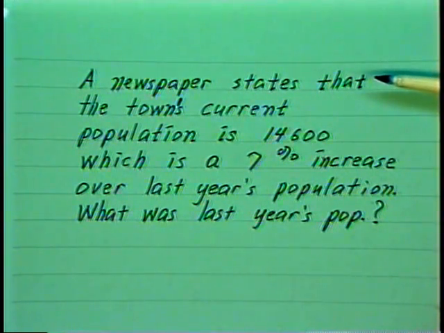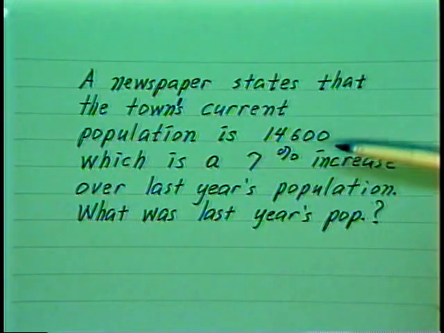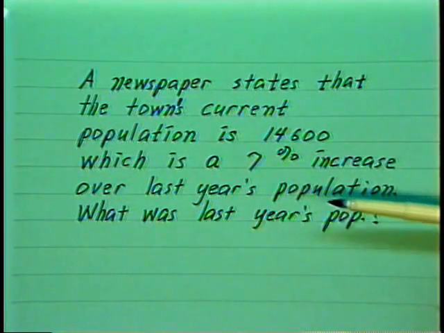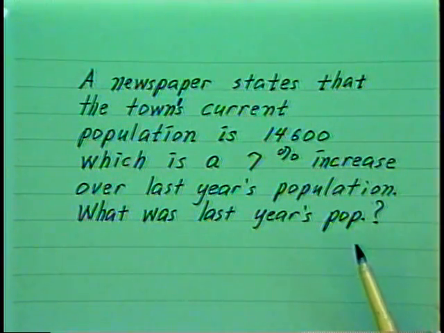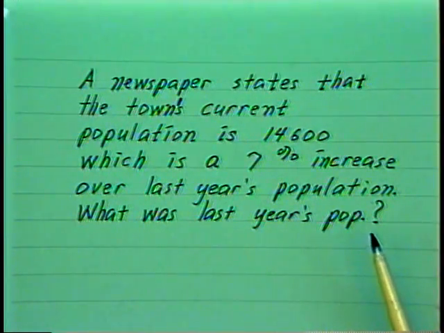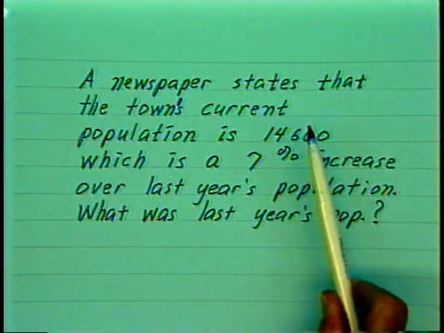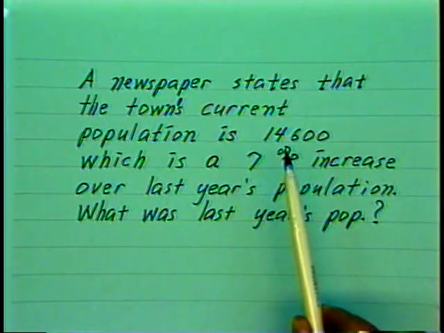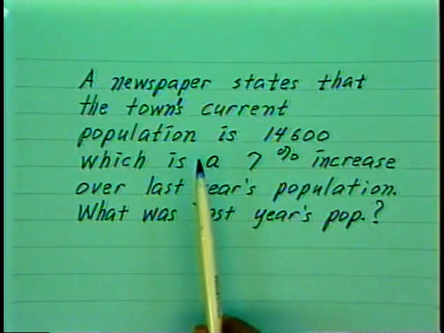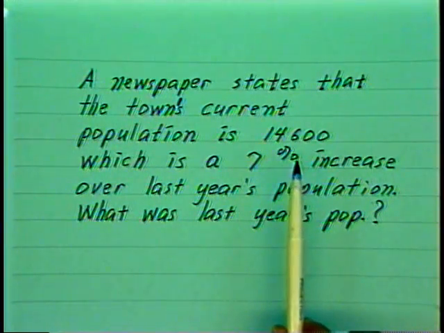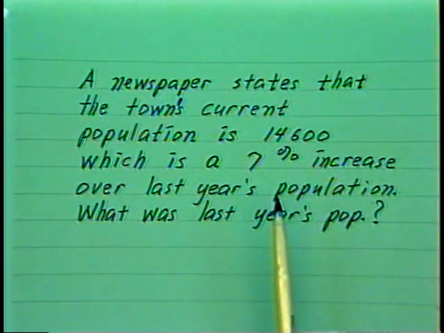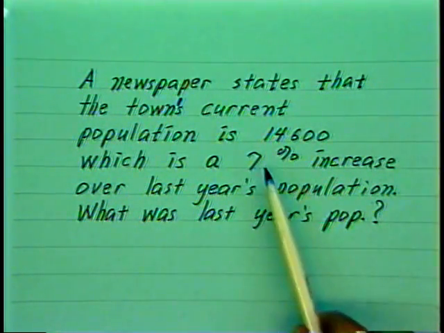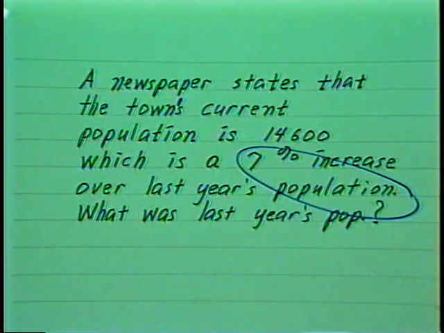Let's see, a newspaper states that the town's current population is 14,600, which is a 7% increase over last year's population. What was last year's population? There's a tendency at first to want to take 7% of this, then subtract it. But then we would be taking 7% of the current one, when this clearly says that it's increasing 7% over last year's. So if anything, we should take 7% of last year's, which we don't even know. So how can we do something we don't know?